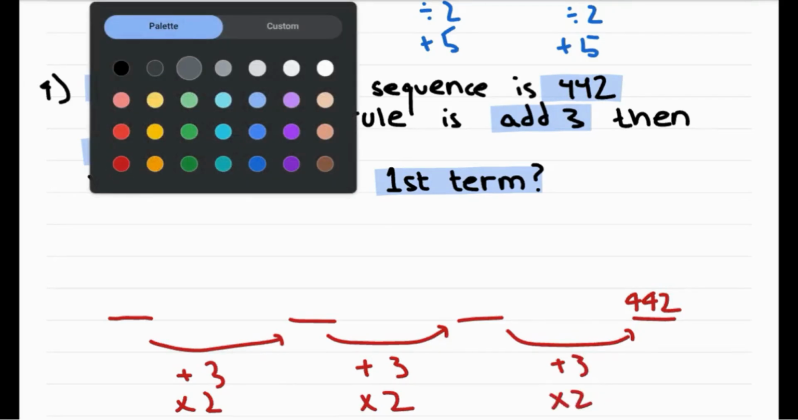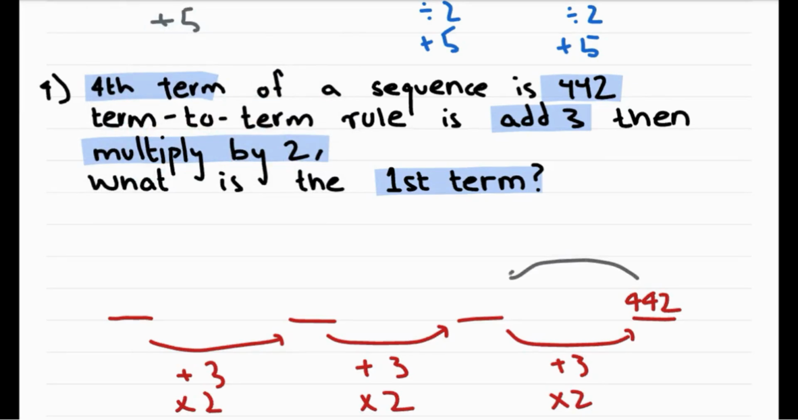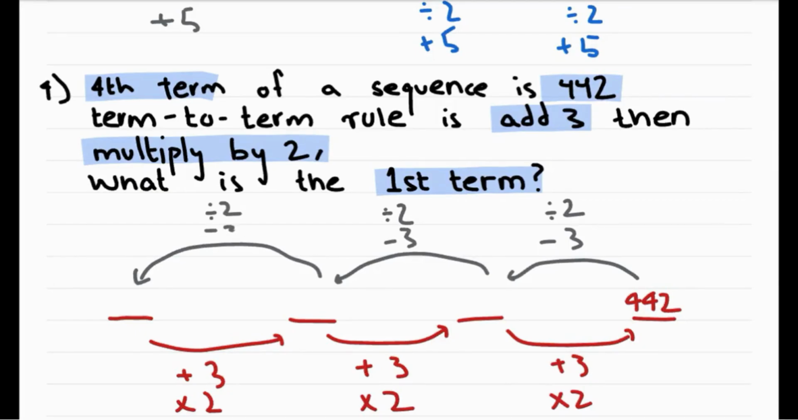Now to go from the fourth term to the first term, we'll be going this way. We have to make the inverse of the term to term rule. They told us to first add 3 and then multiply by 2. So the inverse of it would be first to divide by 2 then subtract 3. Divide by 2 then subtract 3, and the same over here, divide by 2 and then subtract 3. Now let's write our answers. If we divide 442 by 2 and then subtract 3, that would give us 218, and then we do the same, that would give us 106, and then the first term would be 50 if we follow these inverse rules.